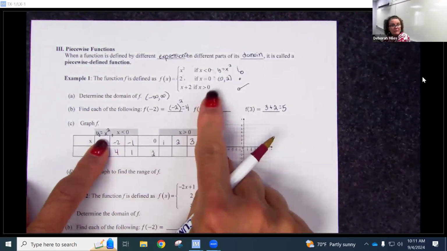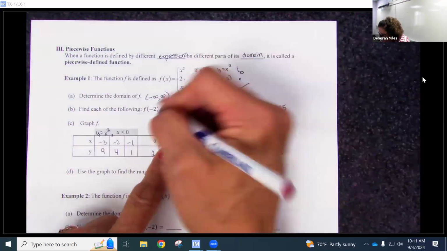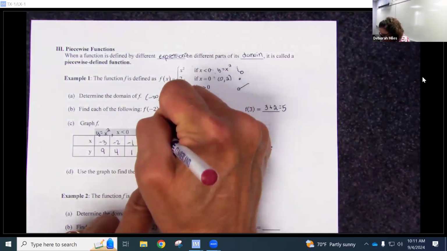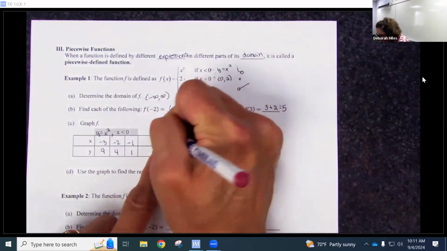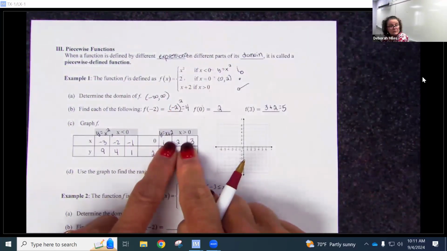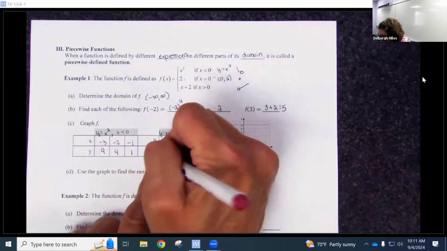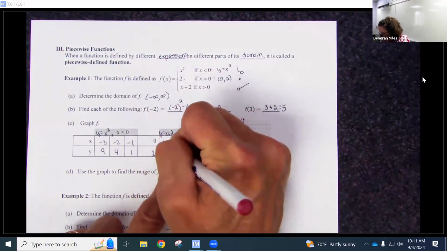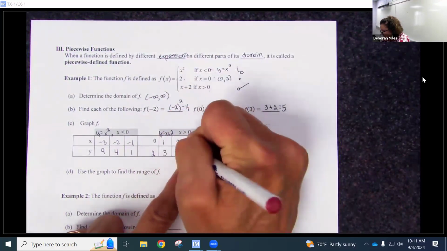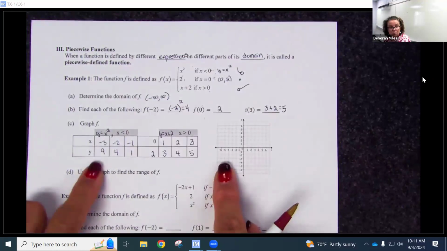That's the first piece of that function. And then for x greater than 0, that's the last part of this function. So for the last part, I'm going to add 2 to each x. 1 plus 2 is 3, 2 plus 2 is 4, 3 plus 2 is 5. And then I'm going to plot all those ordered pairs.